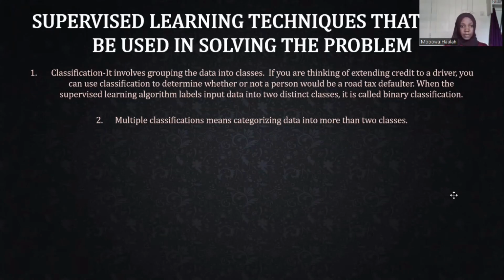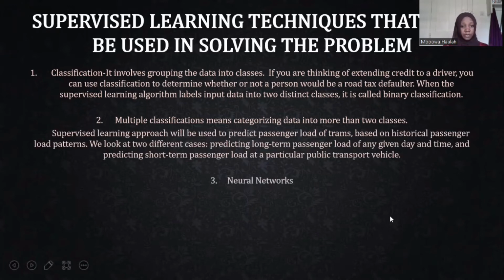As I was still explaining, the supervised learning techniques that will be used in solving the problem: we have classification, multiple classification, and we have neural networks. Classification involves grouping data into classes. So you're able to credit a driver, but not credit another, for example two drivers, where one of them is a tax defaulter and the other one is not.